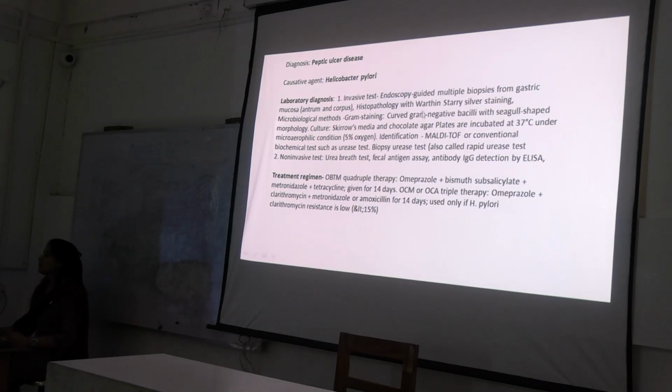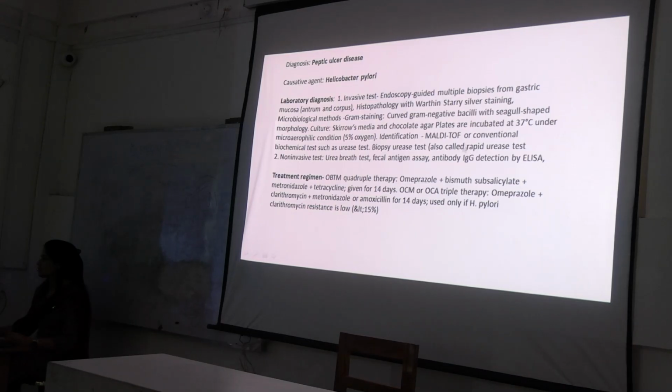You can stain this with Warthin-Starry silver staining and gram staining. What will you be able to see? Gram negative bacilli, curved gram negative bacilli. Just remember the culture media that are used for H. pylori, Skirrow media. Okay, they are given microaerophilic condition, which means 5% oxygen is provided, and you keep this for incubation at 37 degrees.